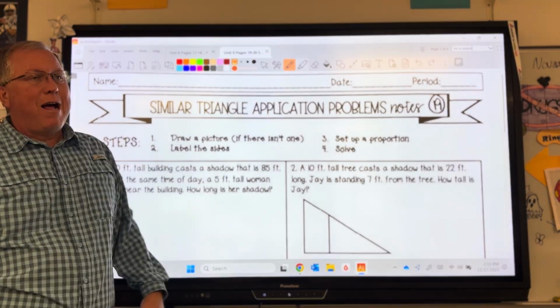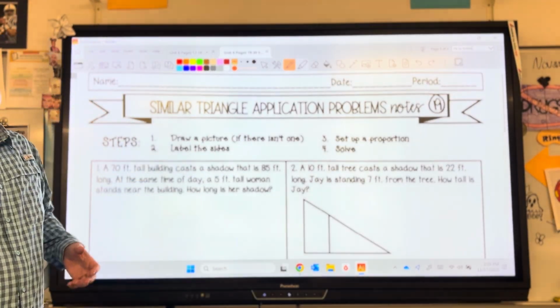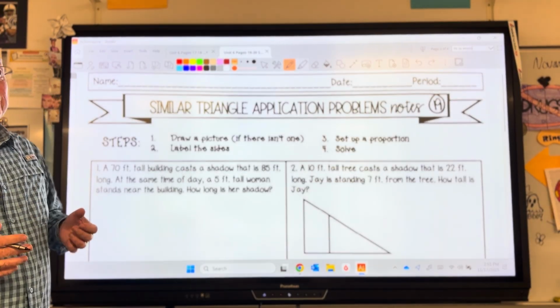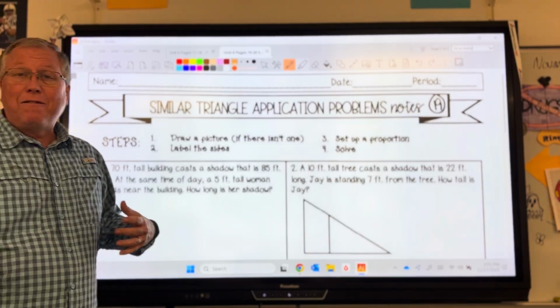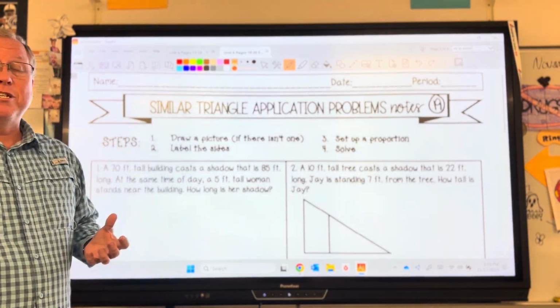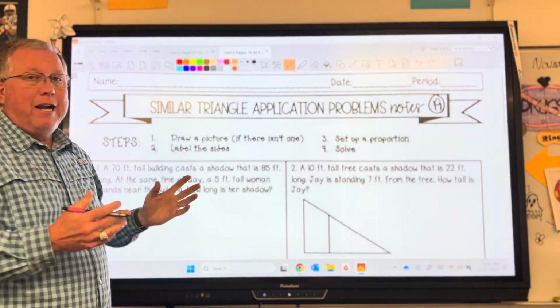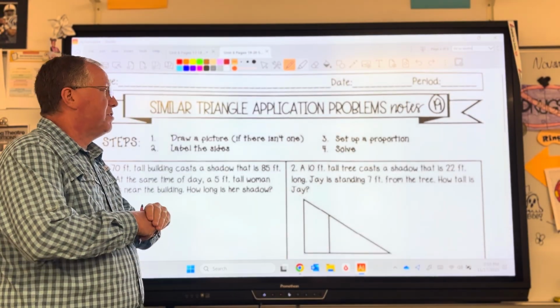So today we're talking about similar triangle applications. What that means is we're going to take what we've learned about similar triangles and apply them to actual real life situations, or situations that you might see come up on a test or on an EOC or something like that.